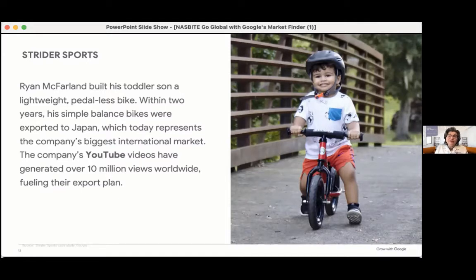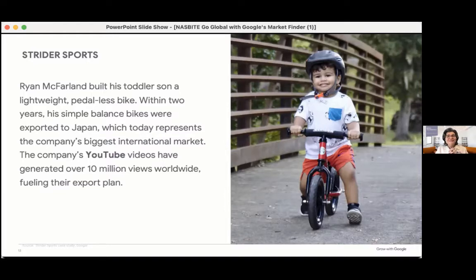2 years later, Strider Sports started exporting products to Japan. Today, Japan is Strider's largest international market. Strider used Google tools such as Google Analytics and Google Ads and YouTube as part of their global expansion strategy, and they continue to do so. Google Ads drives 30% of the company's online traffic, and its YouTube videos have generated over 10 million views.